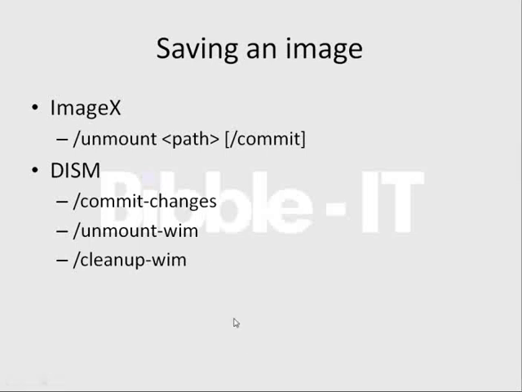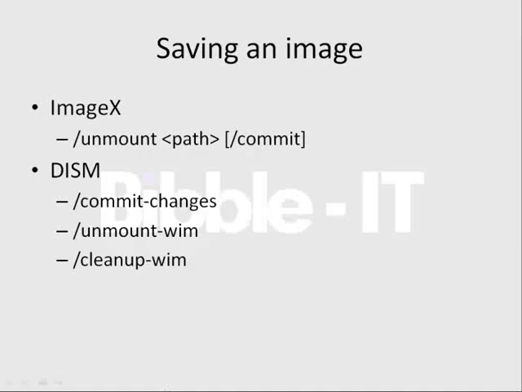And then /cleanup-wim is to be used when something's gone wrong. It'll go through memory and unload anything that's not being used anymore. It won't unload any cleanly or correctly mounted WIM files, but it will tidy up anything from any instances that have gone a bit wrong.